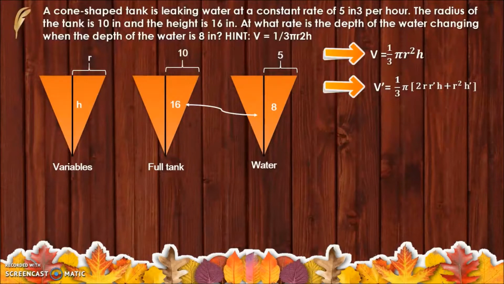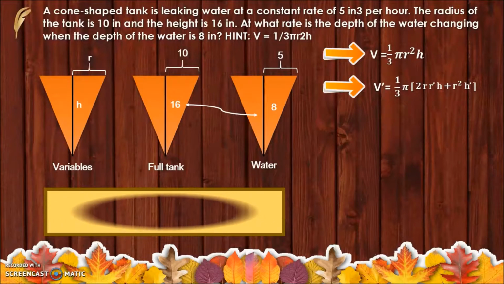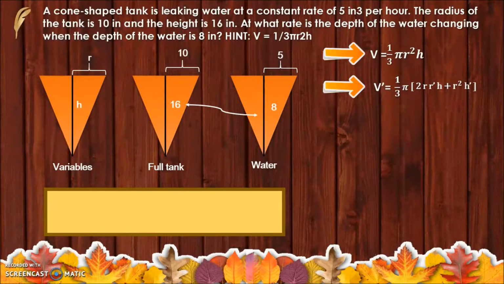So now that we have the derivative of the function, we know what variables we're going to need to solve this problem. We're going to need V prime, r, r prime, h, and h prime. So from the information that we have on the drawings that we did, we know that V prime is going to be equal to -5.